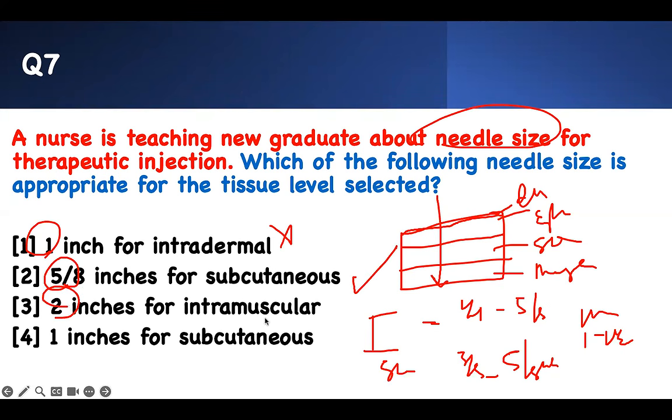2 inches for intramuscular is too deep. You need just 1 and 1/2 inches. 1 inch for subcutaneous is wrong. So these are the sizes I've given you. Just master them, and you will never get these questions wrong.